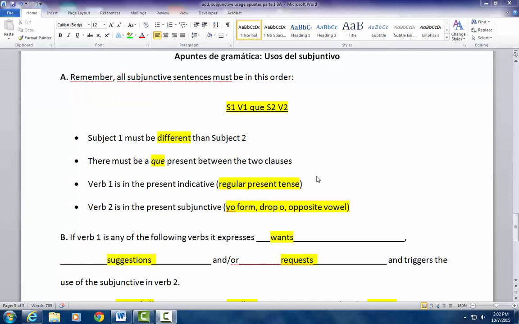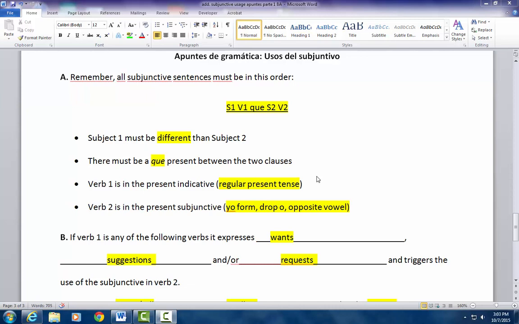Now, verb 1 is in the present indicative, regular present tense. We talked about present indicative briefly a couple days ago. We talked about how Mr. Indicative, he indicates reality. Verb 2 is in the present subjunctive. Yo form, drop o, add opposite vowel. This is Mr. Subjunctive, our hypothetical and uncertain situation.